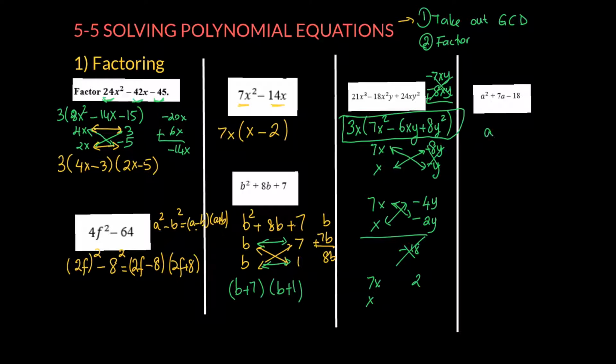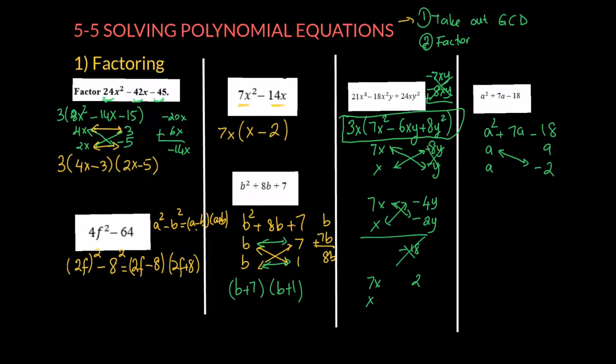A squared plus 7a minus 18. A squared can be written as a times a. 18 can be written as 9 times 2. If we multiply these two numbers, we will get a negative number. That means one of them is going to be negative, either 9 or 2. Since the sum of these numbers must be positive 7, the smaller number must be negative. The greater one is going to be positive. Now, let's do the math.